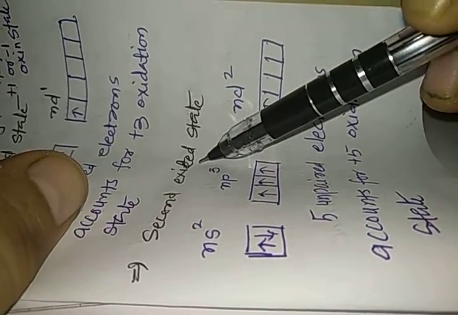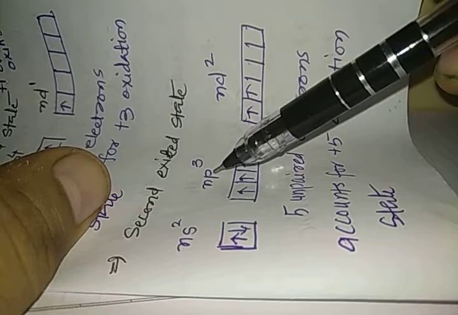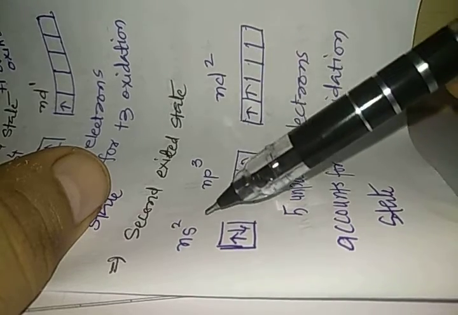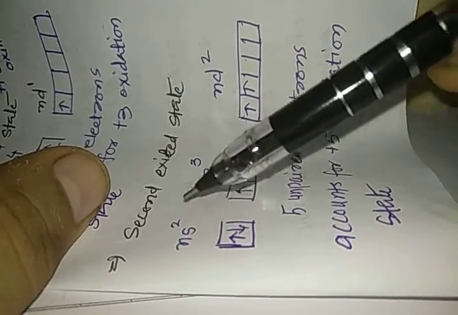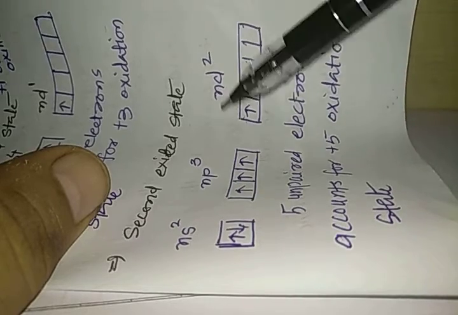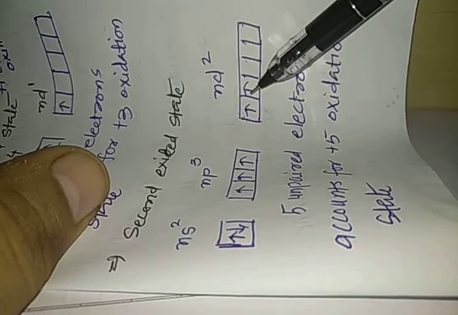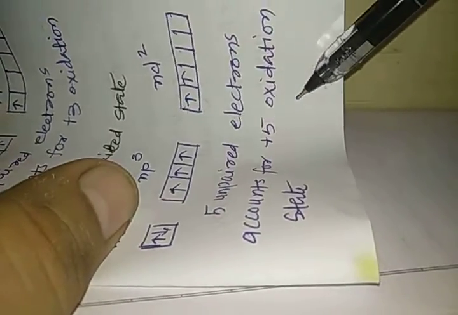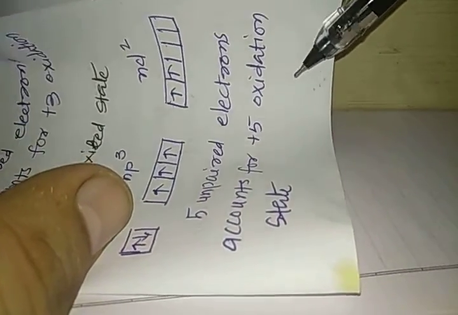When a halogen atom undergoes the second excited state, one more electron from np goes to nd, so the electronic configuration turns as ns2, np3, nd2. You can see 1, 2, 3, 4 and 5 unpaired electrons. 5 unpaired electrons account for the +5 oxidation state of halogen.